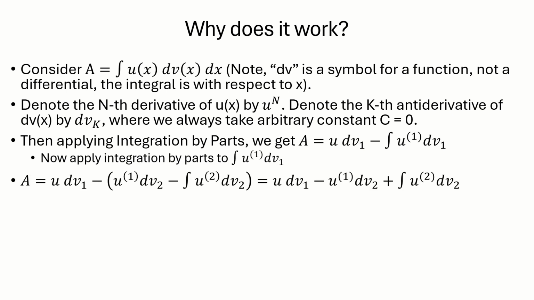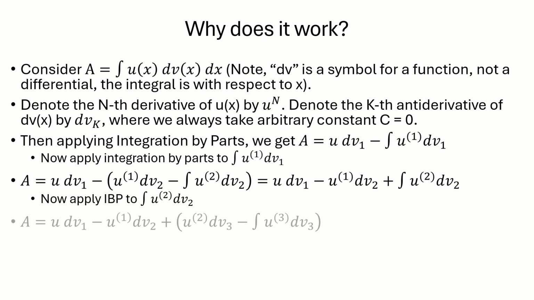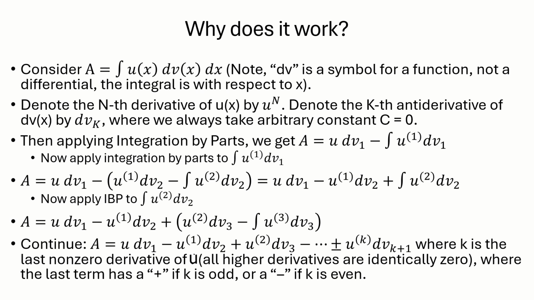Next, we apply integration by parts again to the integral in that expression. If we continue in this way, we get this alternating sign sum of increasingly higher derivatives of u multiplied by increasingly higher antiderivatives of dv. There will be a total of k plus 1 terms, where k is the last non-zero derivative of u. And the last term will be positive if k is odd or negative if k is even.